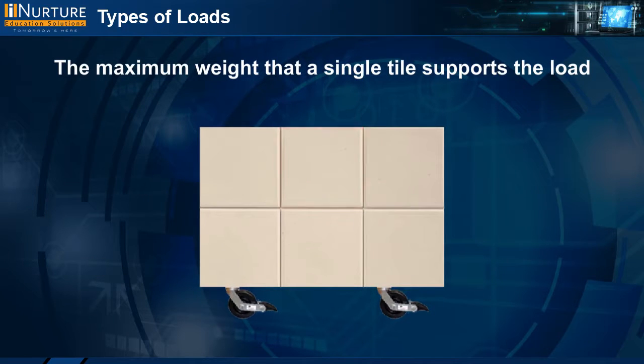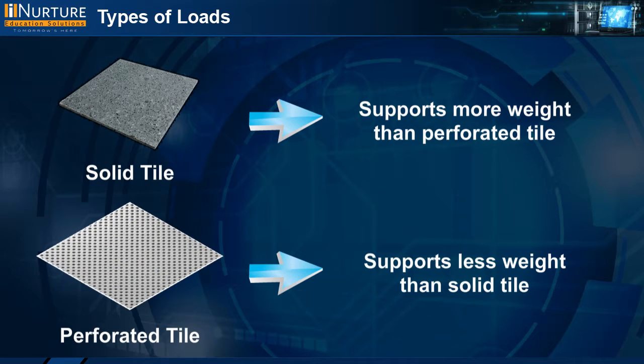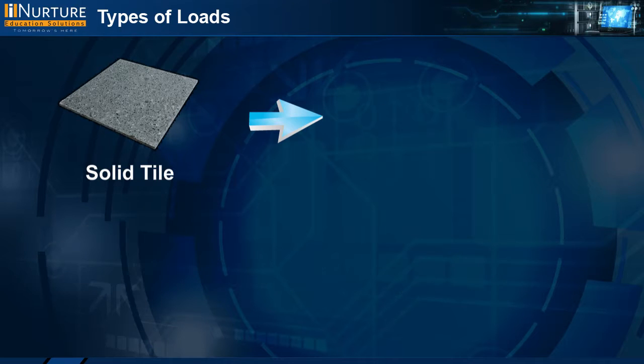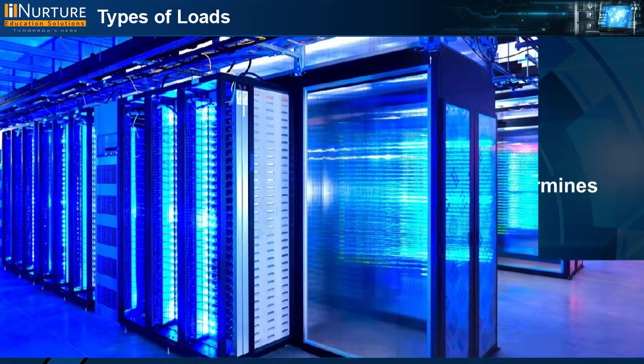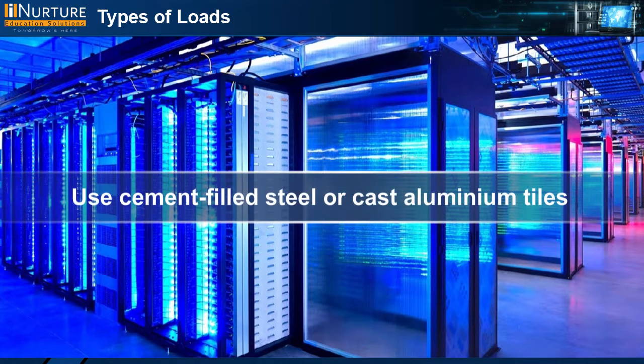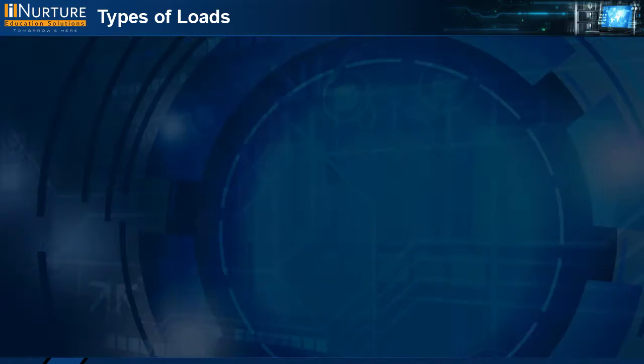The next type of load impact point to be considered is the maximum weight that a single tile supports. A solid tile would support more weight as compared to a perforated tile. Even within a solid tile, the types of base material determines the weight it can hold. Modern data centers' raised floors usually use cement-filled steel or cast aluminium tiles. If the tiles are made of cast aluminium, they will not weaken by perforation or grating.